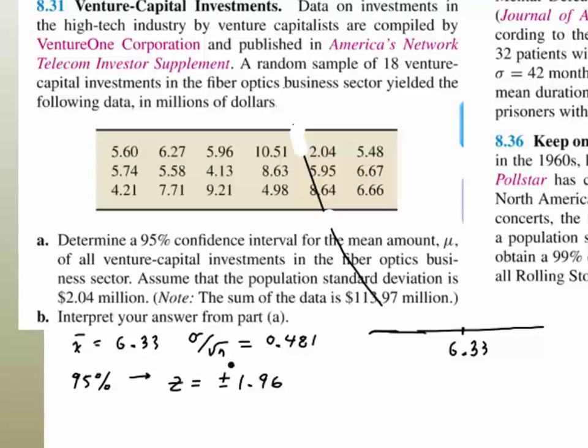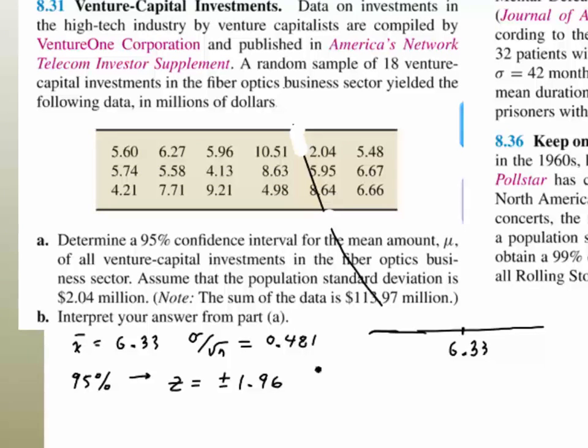Okay, so how do we do that? Well, for 95% confidence, our z values are plus or minus 1.96 from the point estimate. Plus or minus 1.96 standard deviations from the point estimate. So we need the standard deviation of the sampling distribution, which depends on the sample size of 18. And you should have gotten the sampling distribution standard deviation was 0.481. Did you get that?